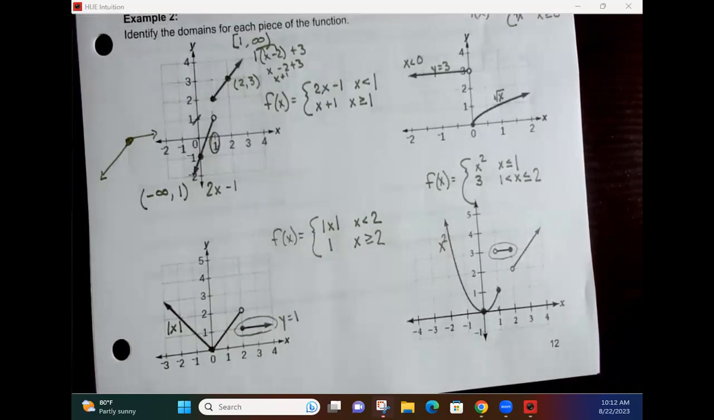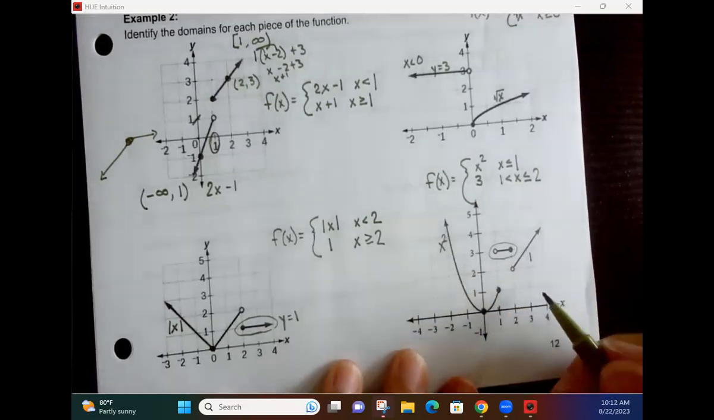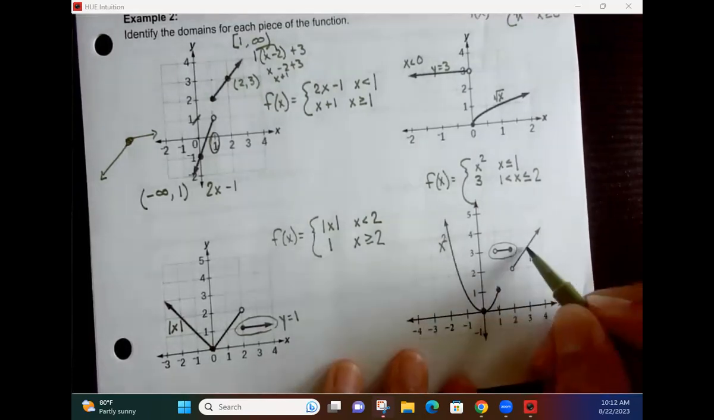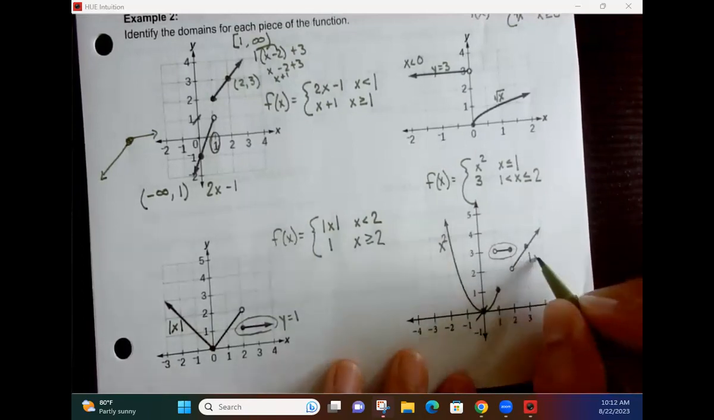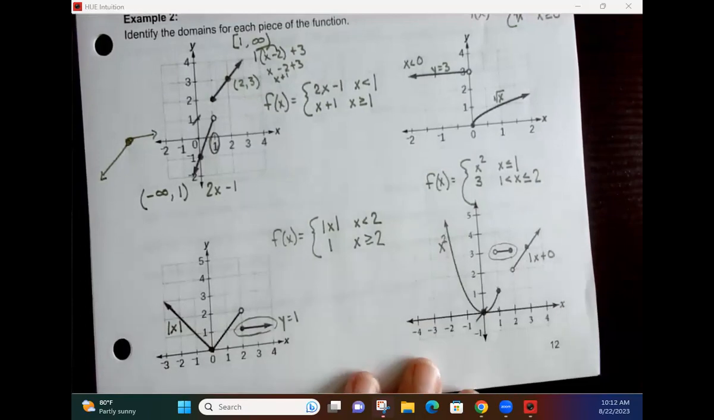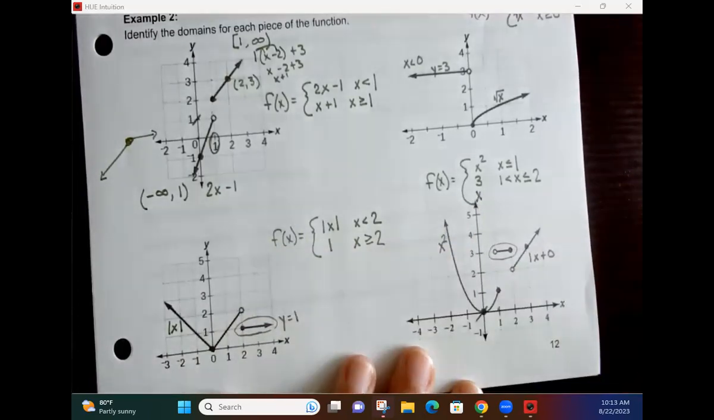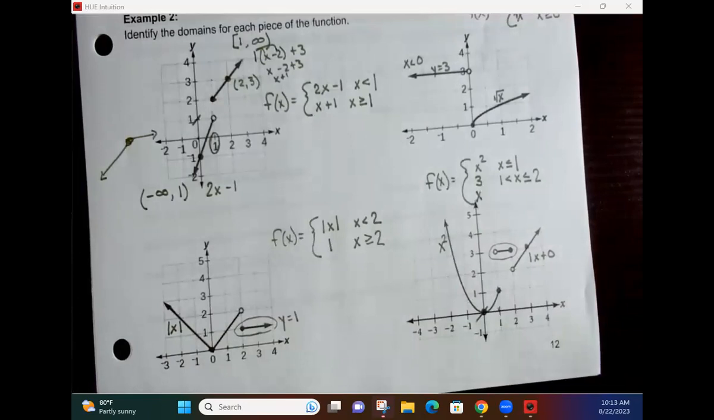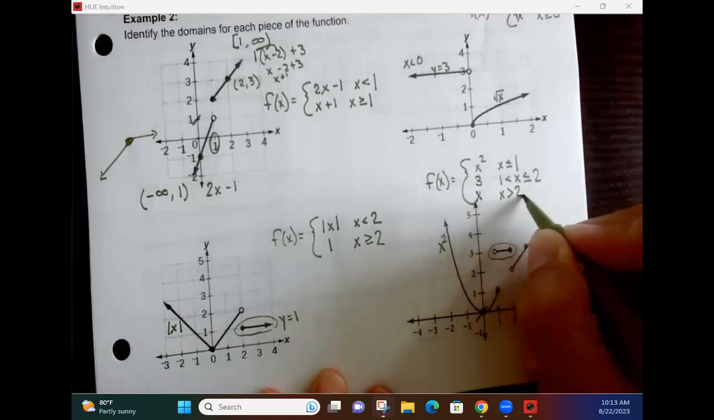And then for my last portion here, another line. My slope would be 1. We could write point slope if we wanted, or we could follow it back to what our y-intercept would be, which would be 0. So 1x plus 0, or just 1x. So the last part of our function would be x. And for domain values that are greater than 2, x is greater than 2.